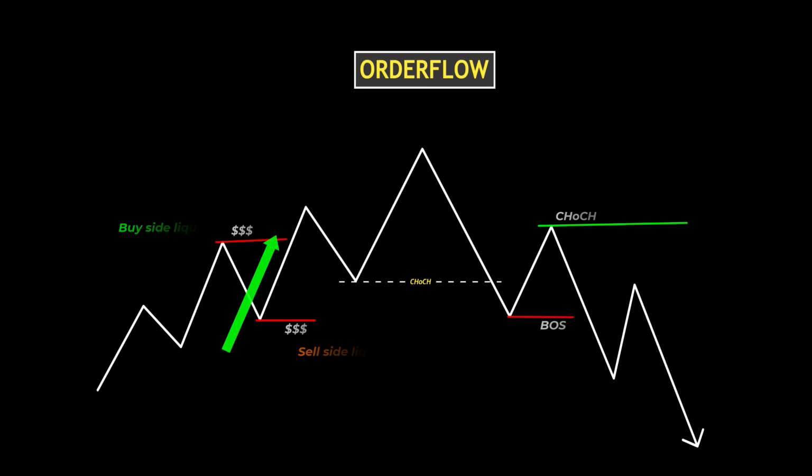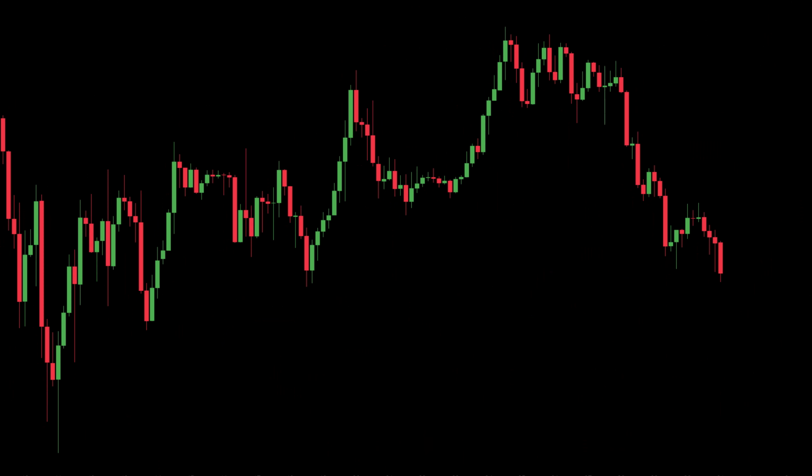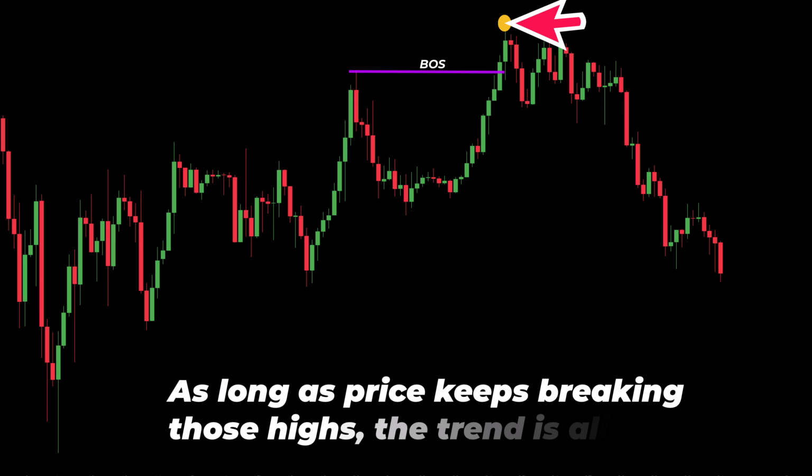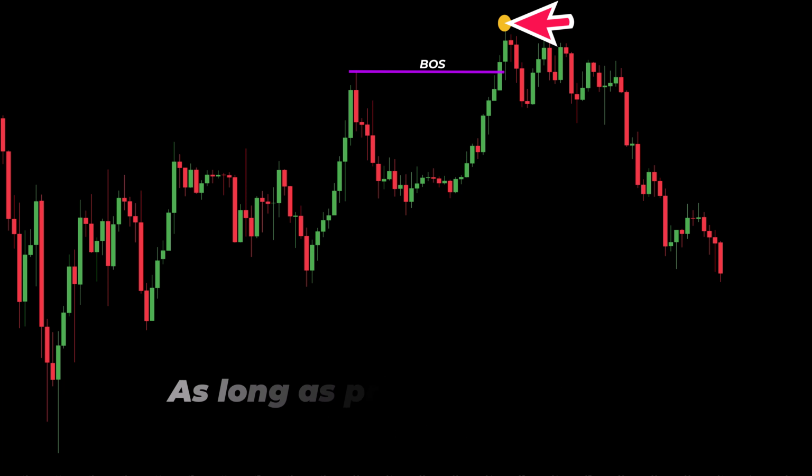Now let's look at an example. Imagine that the price pushes through the buy-side liquidity, forming a bullish break of structure. That tells us the trend is intact. From here, new swing points will form, giving us fresh liquidity zones to track. As long as price keeps breaking those highs, the trend is alive.